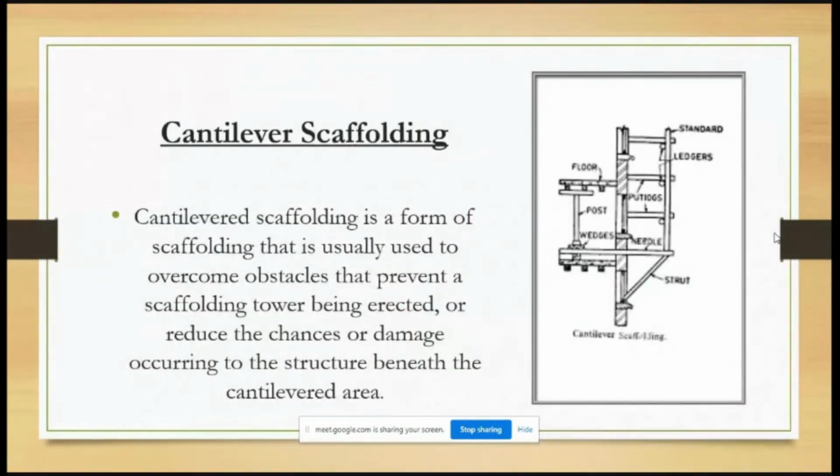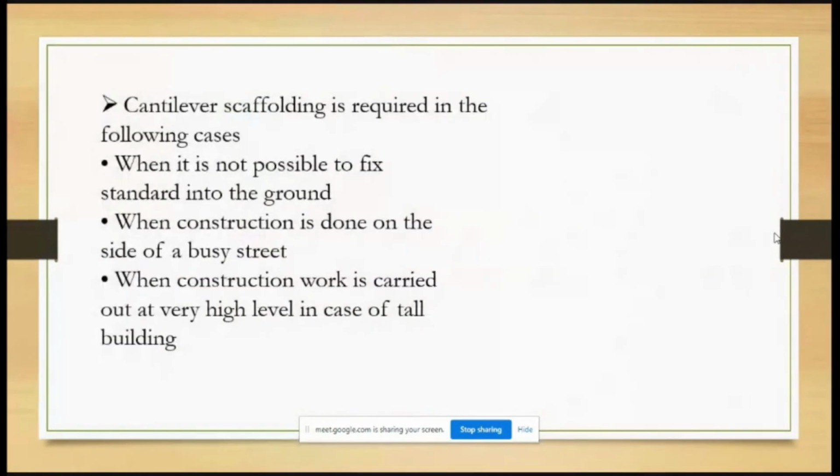Cantilever scaffolding. Cantilever scaffolding is a form of scaffolding that is usually used to overcome obstacles that prevent a scaffolding tower being erected, or to reduce the chances of damage occurring to the structure beneath the cantilevered area. Cantilever scaffolding is required when it is not possible to fix the standards into the ground, when the construction is done on the side of a busy street, or when construction work is carried out at a very high level in the case of tall buildings.